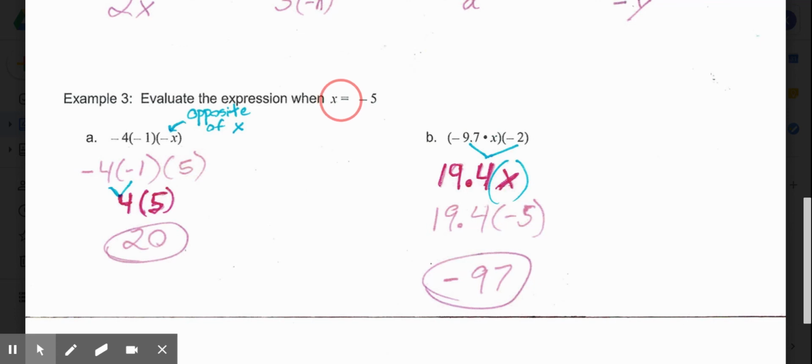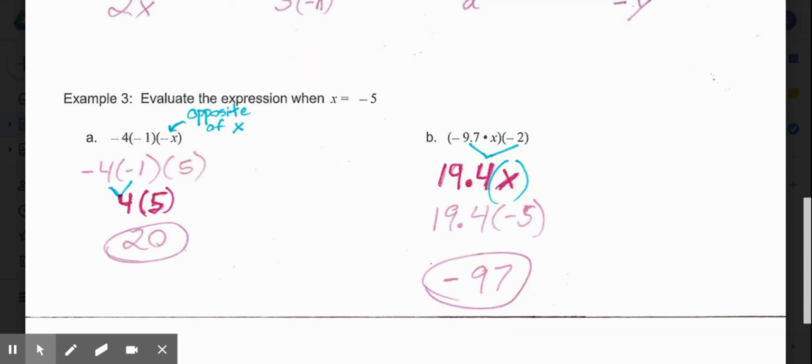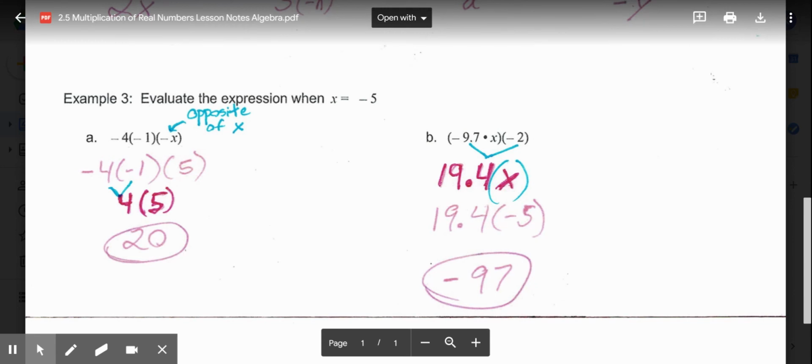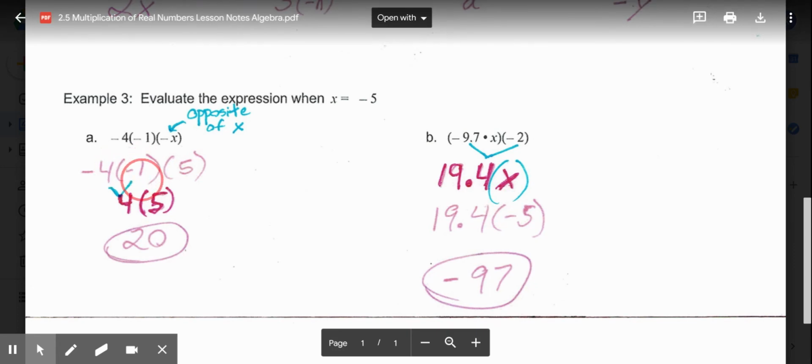So if we're subbing in the negative 5, in part A, we have a negative 4 times the negative 1 times the opposite of x. So the opposite of a negative 5 would be a positive 5. So we would have a negative 4 times a negative 1 times a positive 5. Negative 4 times negative 1, positive 4. 4 times 5, positive 20.